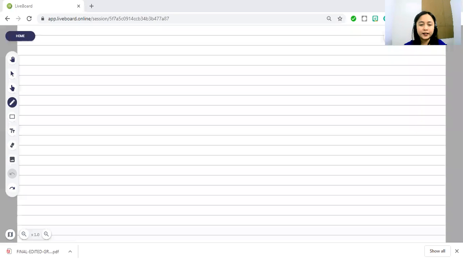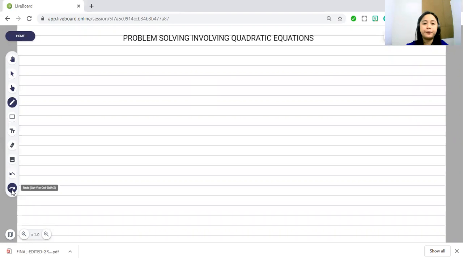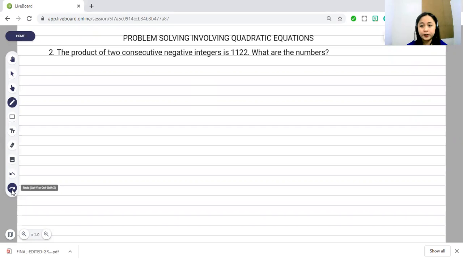Hello once again. In this lesson, we're just going to continue with our lesson regarding problem solving involving quadratic equations. And we are now in problem number 2. The second problem is: the product of two consecutive negative integers is 1122. And you are asked for the numbers.